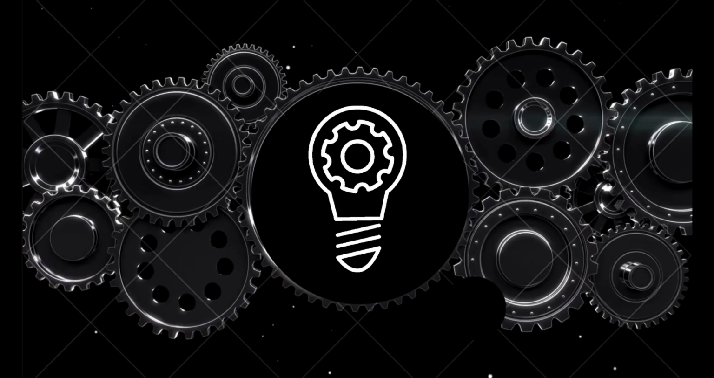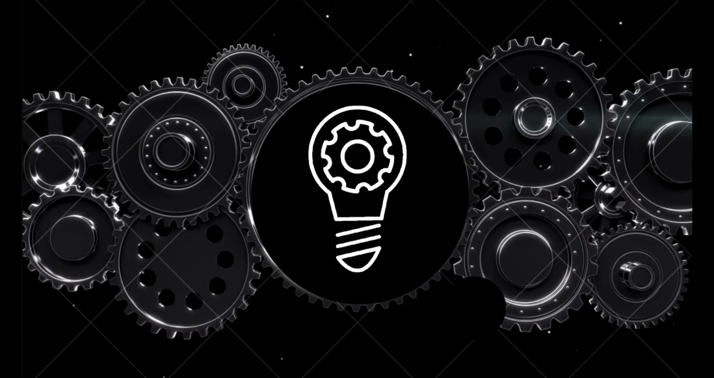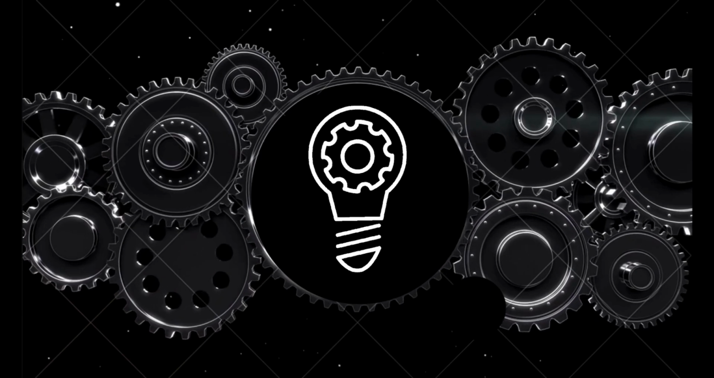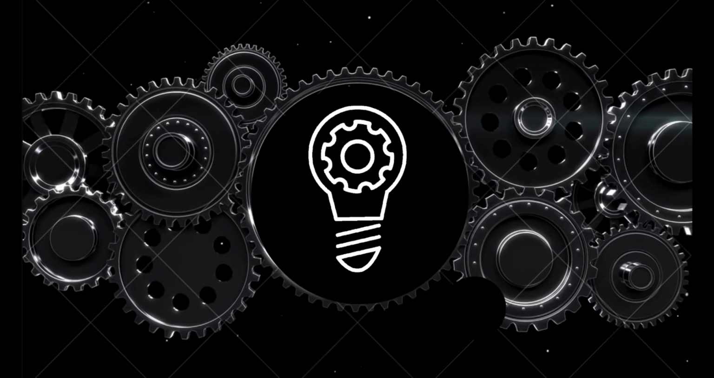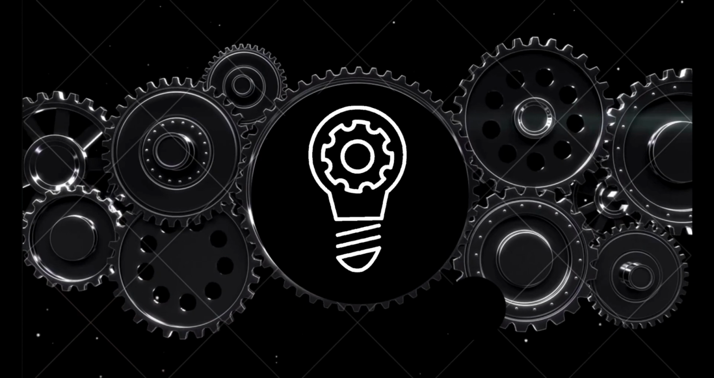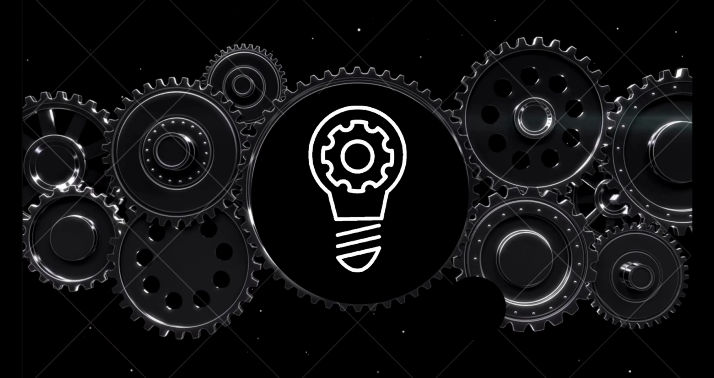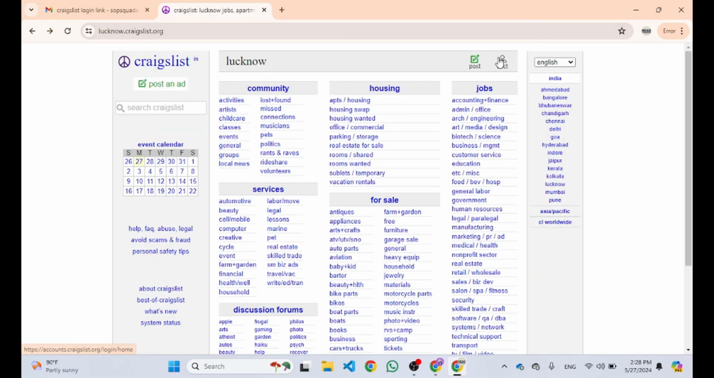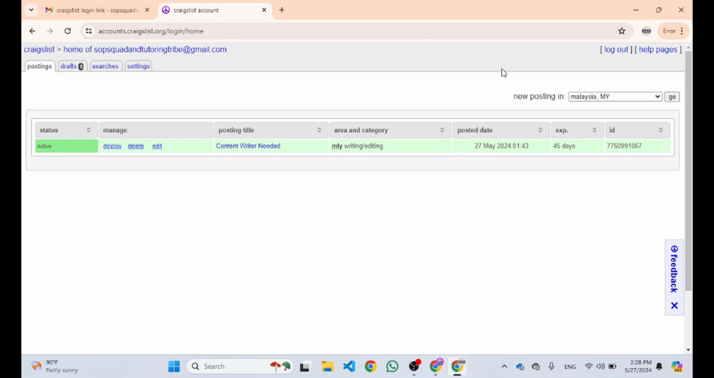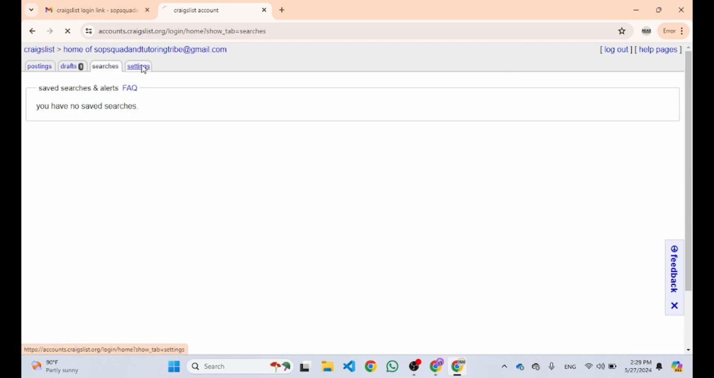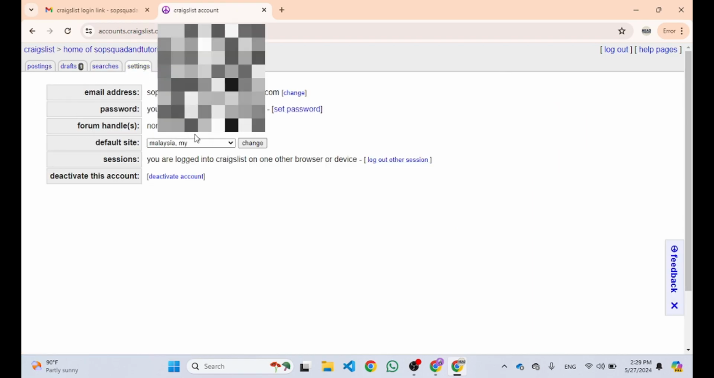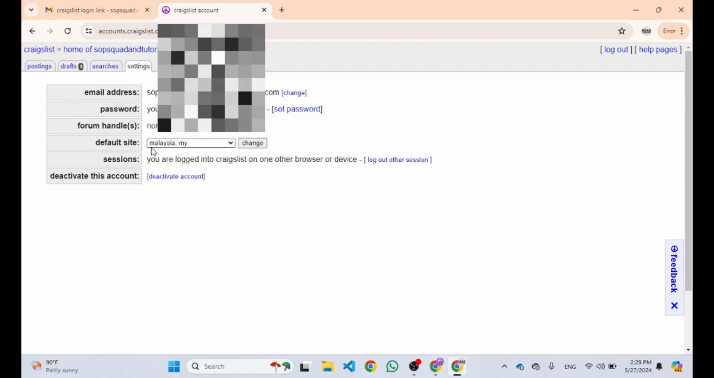In this quick tutorial, I will show you how to edit the location of your Craigslist post. Let's get started. Once you are signed in, click on My Account at the top left corner of the page. This will take you to your account dashboard where all your posts are listed.